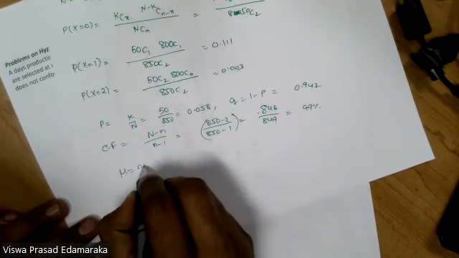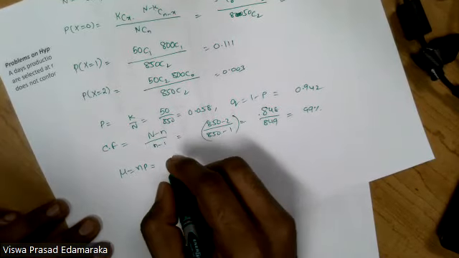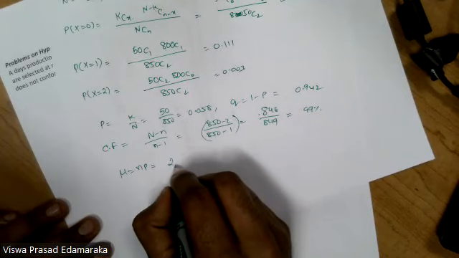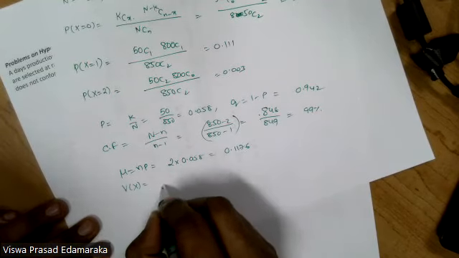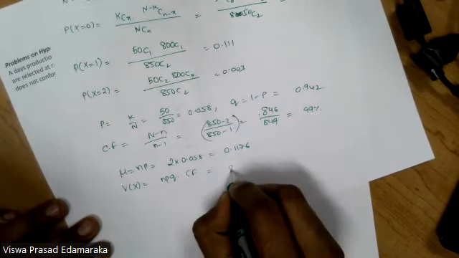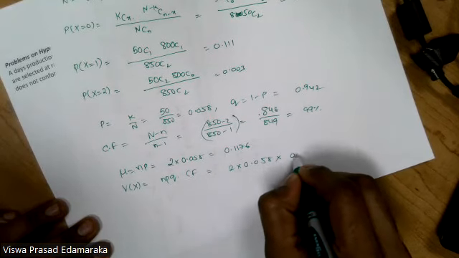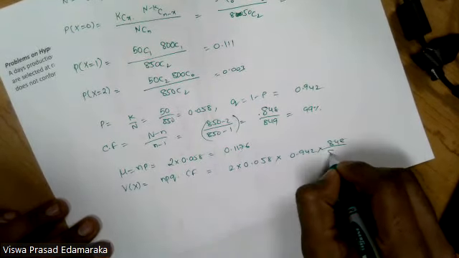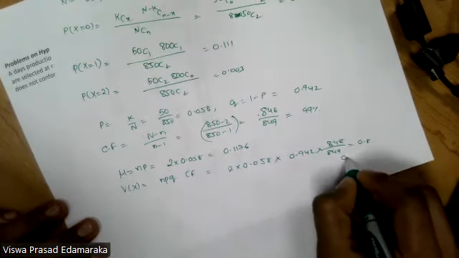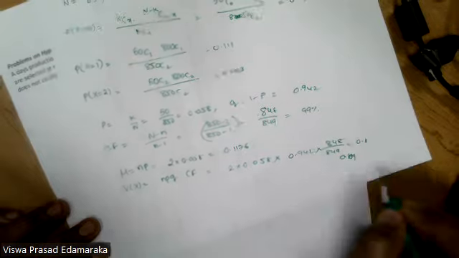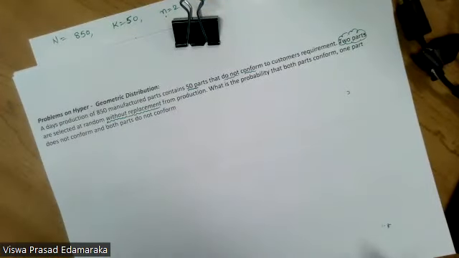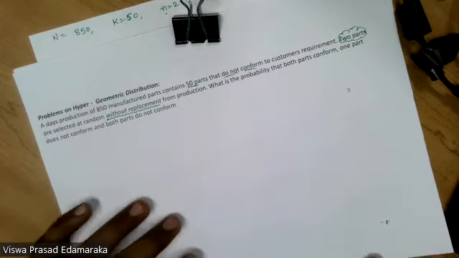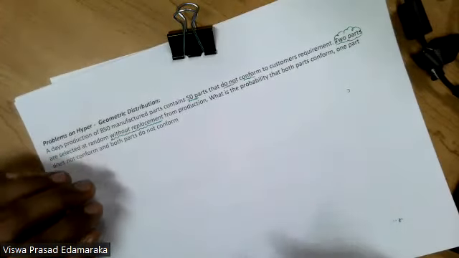And mu equals NP, similarly as binomial, 2 into 0.058, 0.1176, and variance is NPQ into the correction factor, 2 into 0.058 into 0.942 into 848 by 849, 0.109. So this is how Dr. Fred Tayari has taught in the class, but I don't know that formula. I'm going to teach a simple technique regarding hypergeometric distribution, which will help you in the examination.